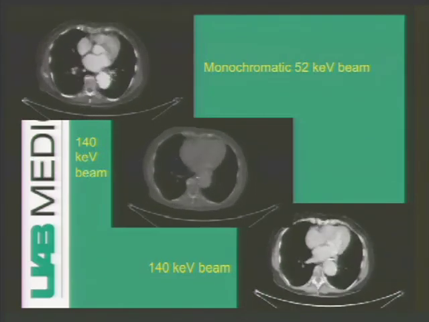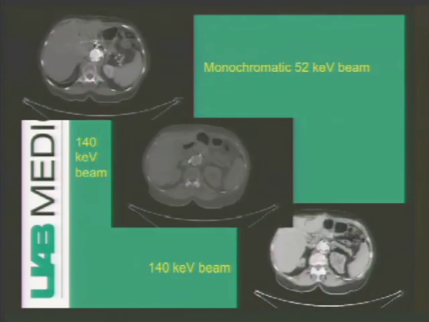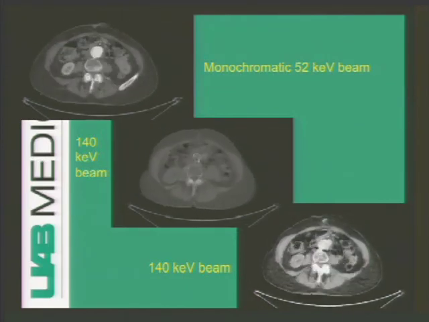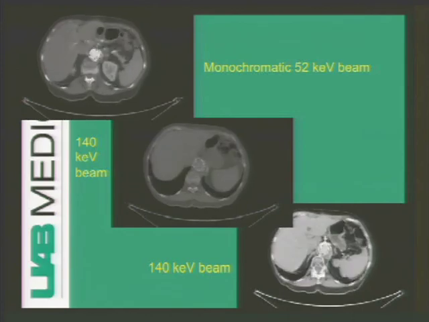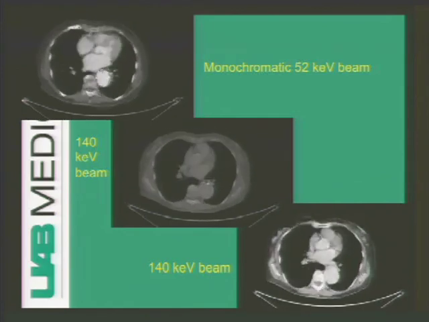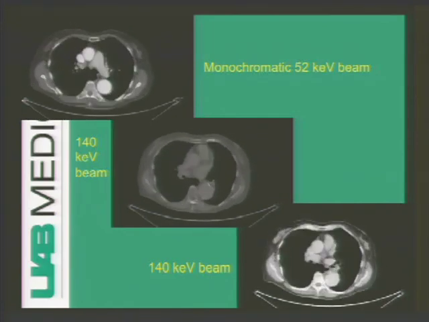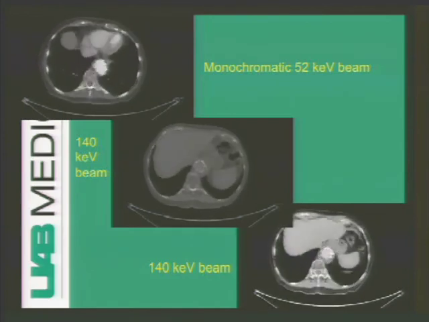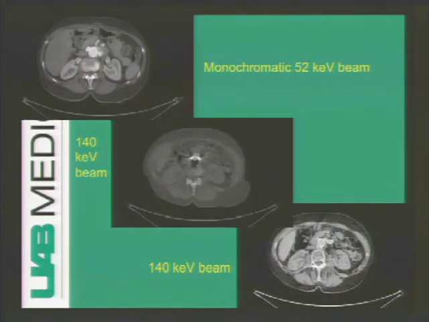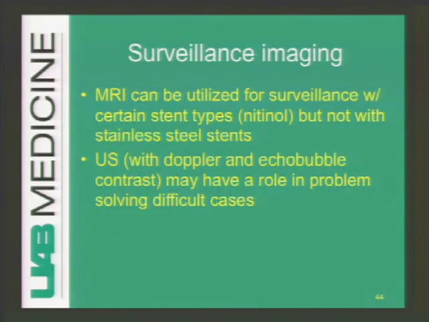There are some issues with the virtual non-contrast imaging, trying to subtract out only the iodine without subtracting out the calcium, the material decomposition, so it's not perfect, but it may play a role in the future. Surveillance imaging, MRI, can be used for certain types of stents, and ultrasound may have some role in abdominal aortic cases, but is not really used in the thorax.